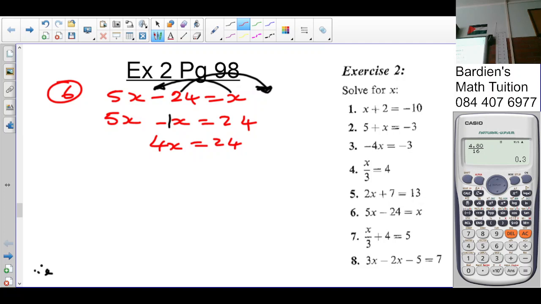Divide by 4. You want to get x on its own, so you divide by 4 on both sides. That's gone. What's 24 divided by 4? 6. Who got that right? Lam, what did you write?